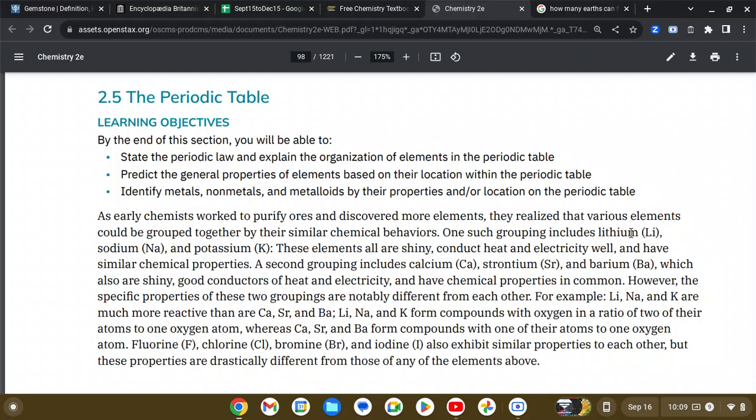Lithium, sodium, and potassium form compounds with oxygen in a ratio of 2 of their atoms to 1 oxygen atom, whereas calcium, strontium, and barium form compounds with 1 of their atoms to 1 oxygen atom. Fluorine, chlorine, bromine, and iodine also exhibit similar properties to each other, but these properties are drastically different from those of any of the elements above.